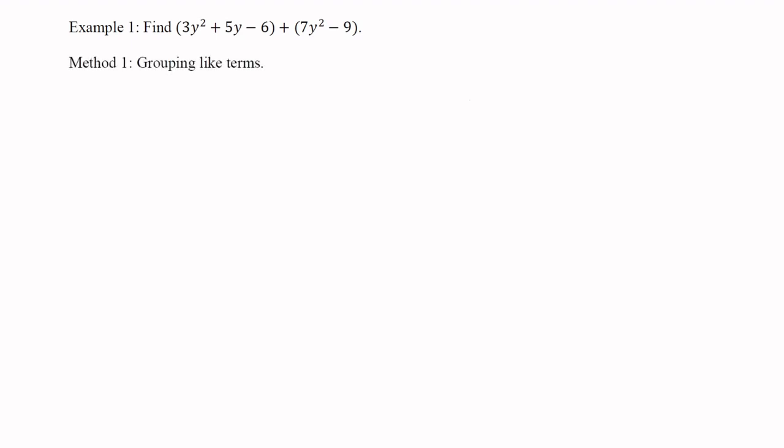The first method is grouping like terms. We're going to take our two polynomials and group together the y squared terms. We're going to group together our y terms. In this case, there's only one. And then we're going to group together our constant terms, or our numbers.